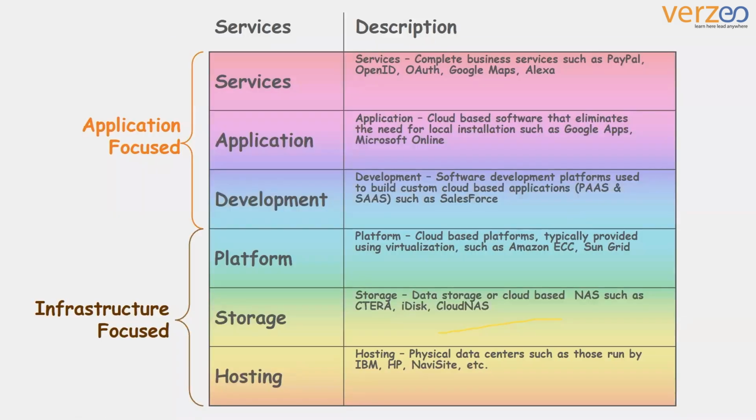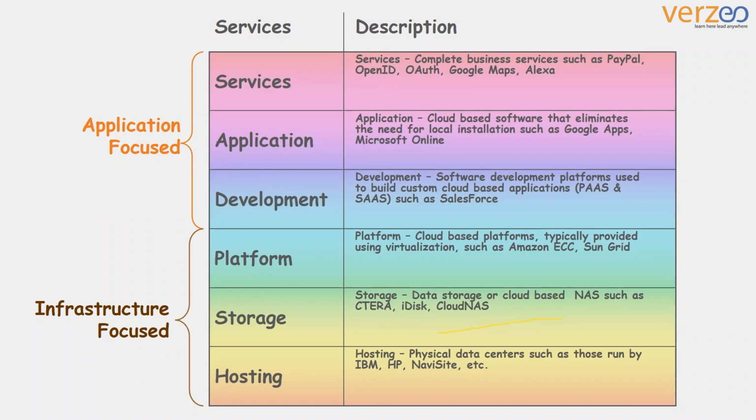Now let me explain these services even more, by taking examples. So there are complete business services such as PayPal, OpenID, Google Maps, Alexa. I hope you guys must be using Google Maps and Alexa a lot these days. With Google Maps, you don't know where that geographical data is stored, but it works with the internet. So this is an application-focused aspect. Alexa, you can't code on Alexa, you can just use it. When you speak to Alexa, it decodes what you're saying and plays that song, which means everything is on the internet, I mean, on the cloud.